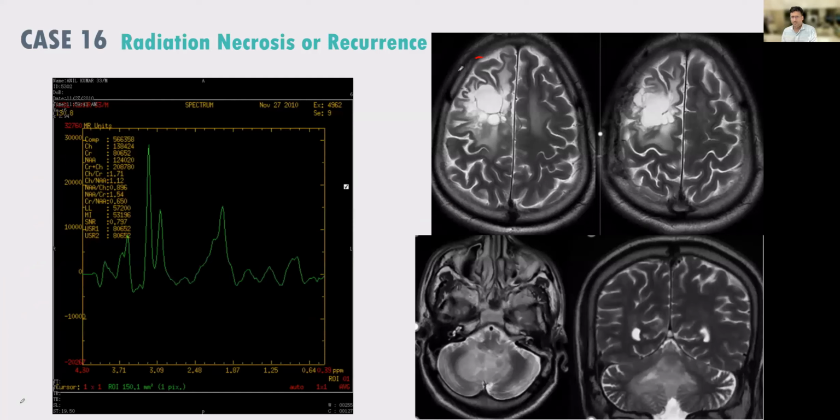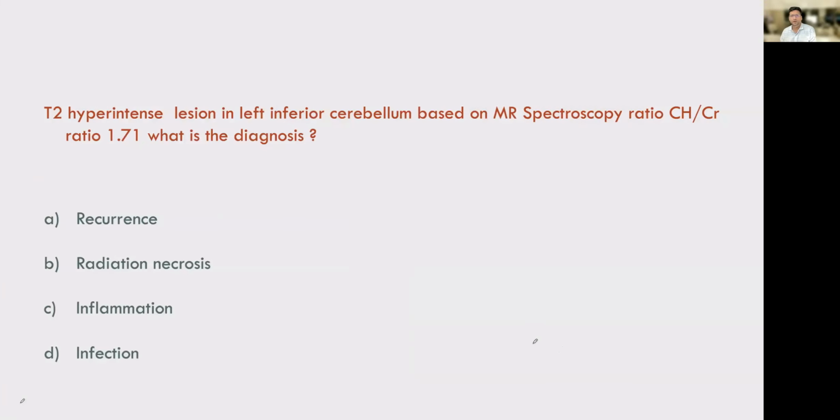There was a high grade glioma in the frontal lobe. They have given RT, and if you see here, there is definite cystic change. And then the patient developed a lesion in the cerebellum post RT. Now they wanted to know whether this is a tumor recurrence or a radiation induced tumor. So what they found out was the ratio was around 1.71. Now, what is your diagnosis? Is it recurrence, radiation necrosis, inflammation, infection?